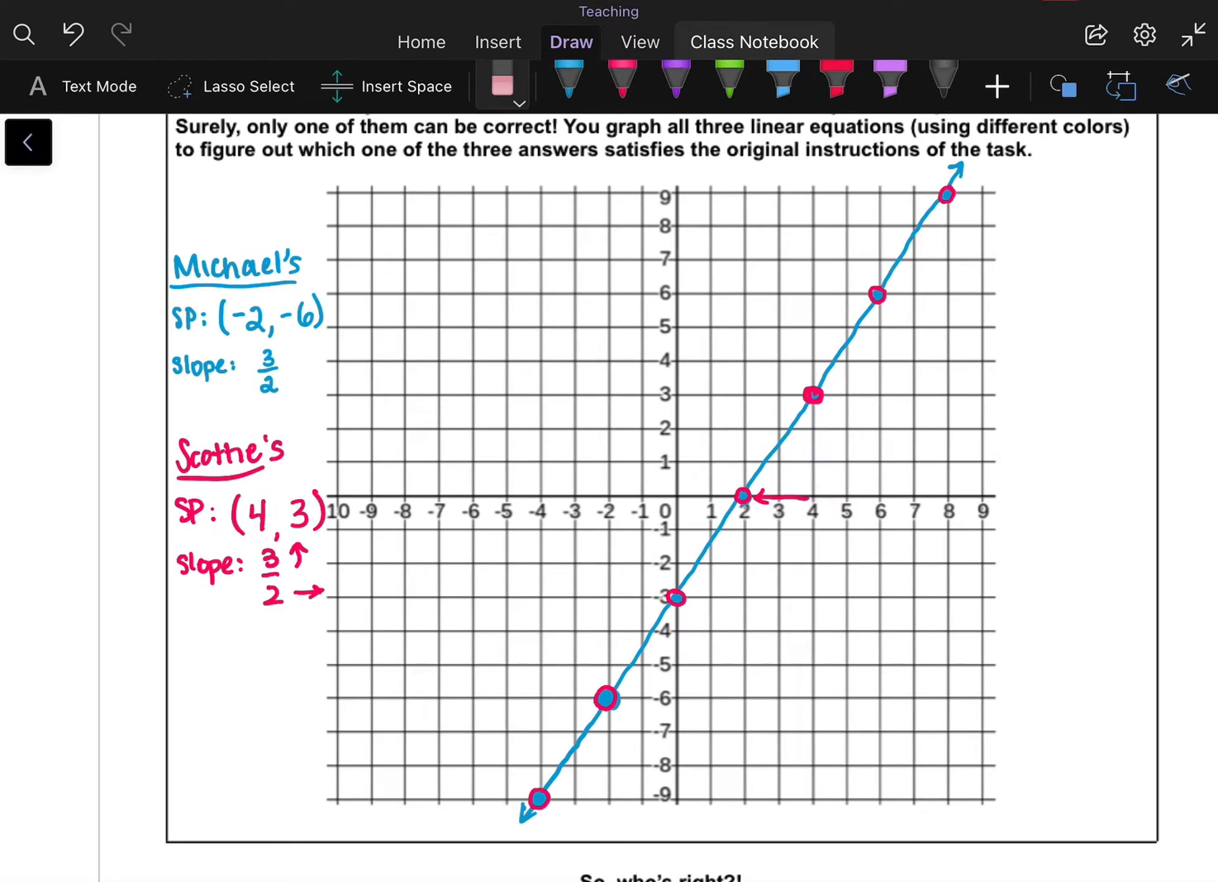Alright, and that is as many points as we can fit for Scotty, so let's go ahead and connect our points. I'm going to try to show it next to our blue line here.